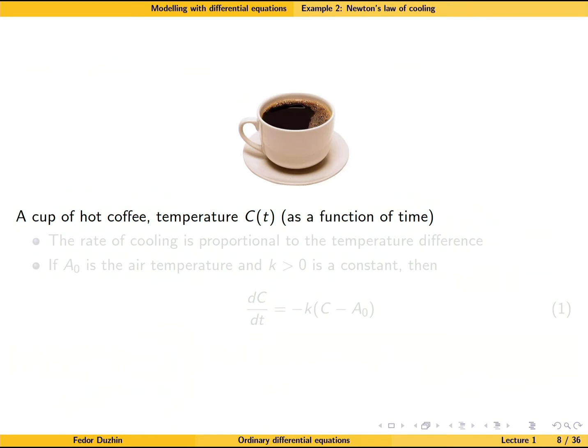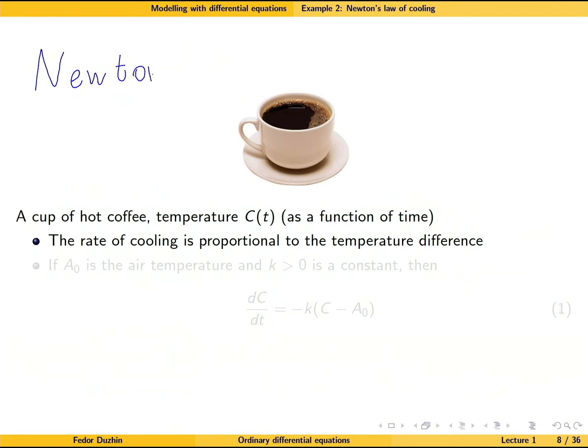So here is another example. If you have a cup of very hot coffee, then its temperature would be a function of time, right? As time passes by, coffee cools down. And this is Newton's law of cooling: the rate of cooling is proportional to the temperature difference.